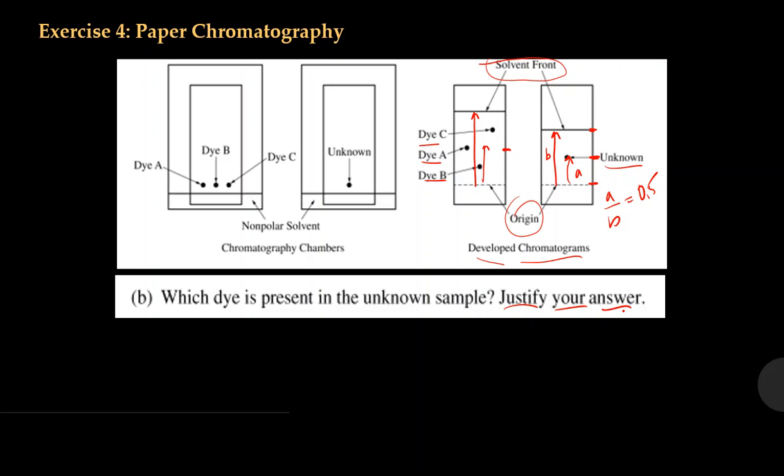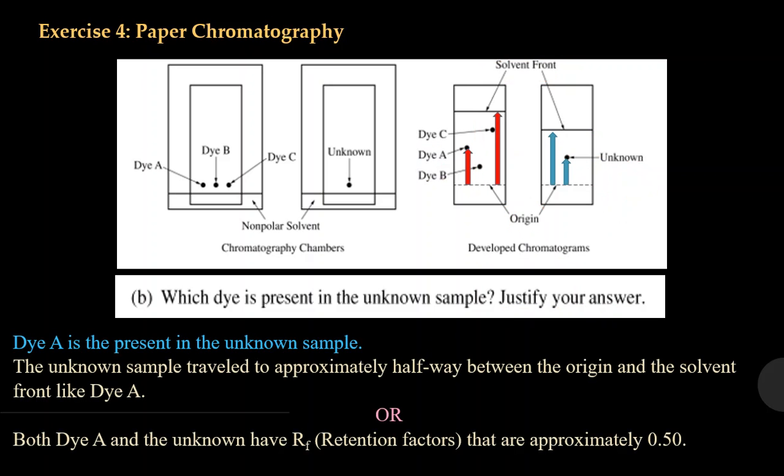So we're going to justify our answer. You could have phrased it in one of two ways. First, make your declaration that it's dye A that is in the unknown. So you have to first make your claim, which dye. So dye A is the one in the unknown. Now, it's the one that traveled approximately halfway between the origin and the solvent front, as dye A did. Or you could say both dye A and the unknown have retention factors that are approximately 0.5. Either one works in order to explain, but make sure that you're justifying and comparing together.